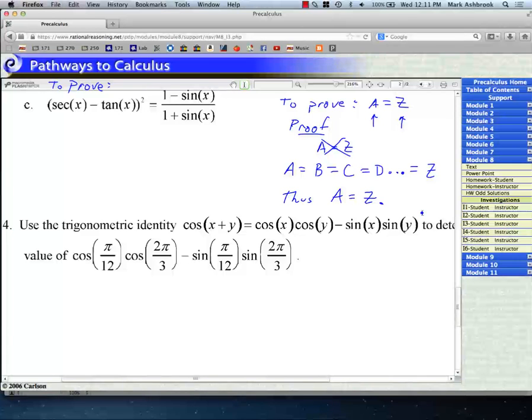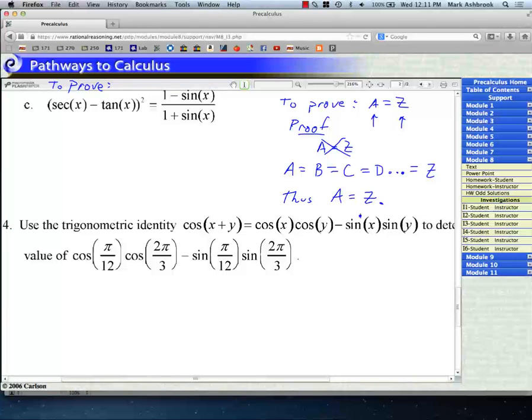So A equals Z is the last thing we conclude. We don't put it first because we can't assume it to be true. We have to prove it's true, right? We can't assume it's true. We're proving it's true. So we can never state it unless we've shown it in the end. Okay, does that make sense?